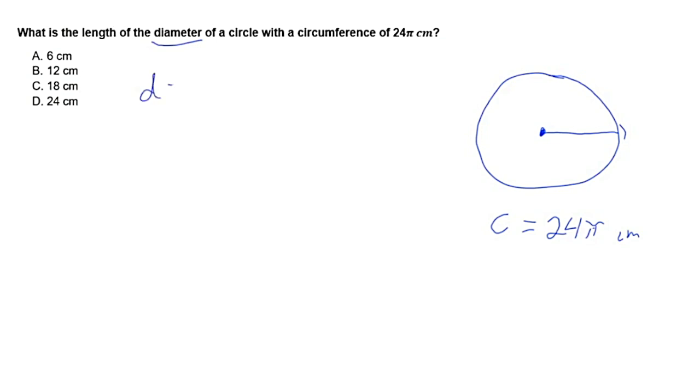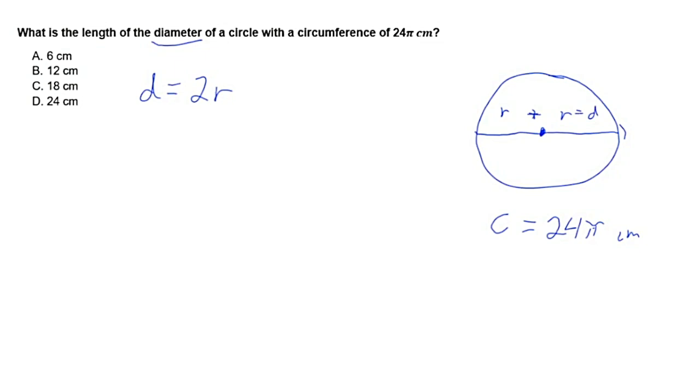So diameter is equal to 2 times the radius. So the diameter is basically, if we drew a line all the way across like that, that's the distance of the diameter. So if we took this radius times 2, or radius plus radius, that's going to equal our diameter. So that's what we're looking for in this situation.